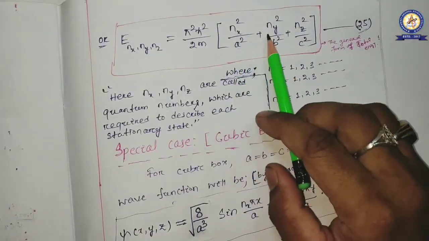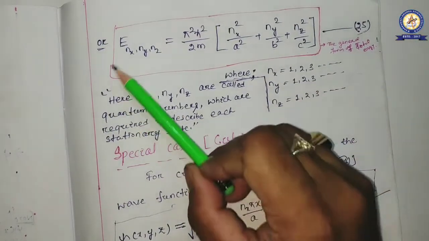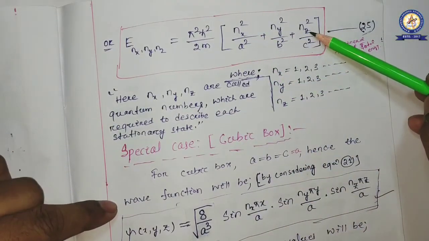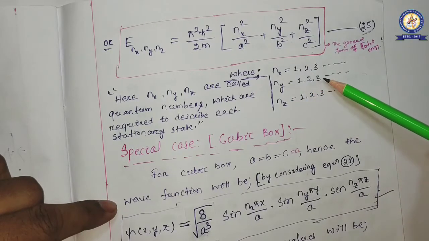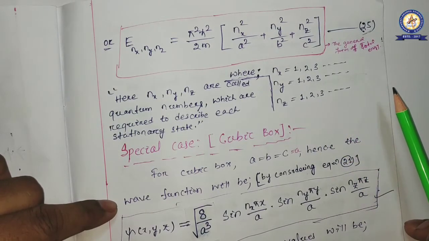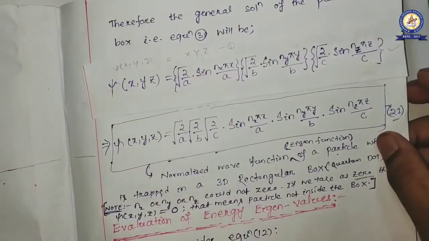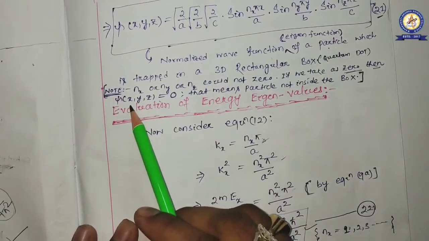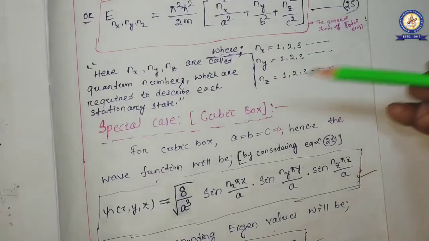Here nx, ny, nz are the quantum numbers corresponding to the x-axis, y-axis and z-axis. So energy states and their values depend upon the values of nx, ny and nz, where nx varies from 1, 2, 3 and so on, ny varies from 1, 2, 3 and so on, and nz also varies from 1, 2, 3, 4 and so on. Here nx, ny, nz cannot be 0. Why not 0? We discussed that in our last class: if nx or ny or nz is 0, then the wave function will be 0. The physical meaning of the wave function being 0 is that the particle does not exist in the box. Hence nx, ny, nz are not to be considered as 0.